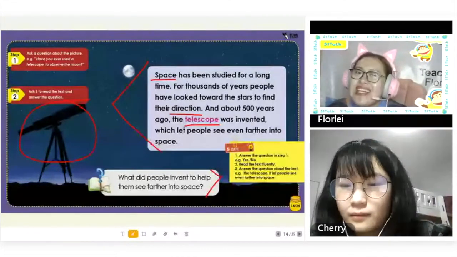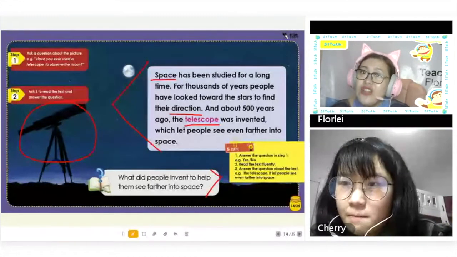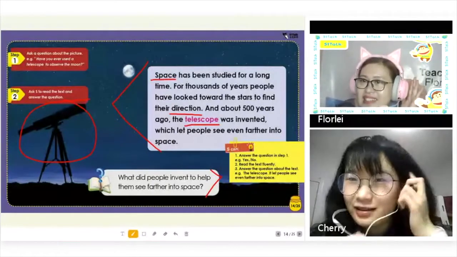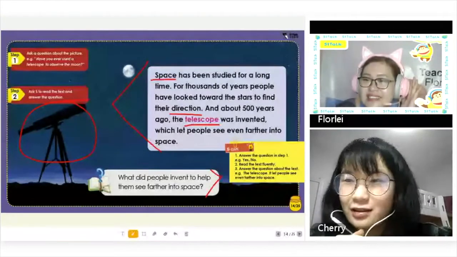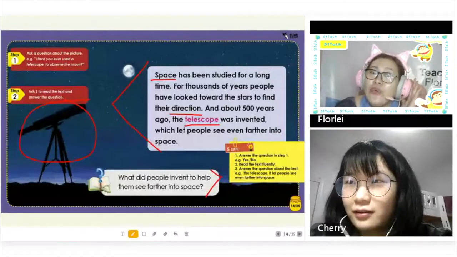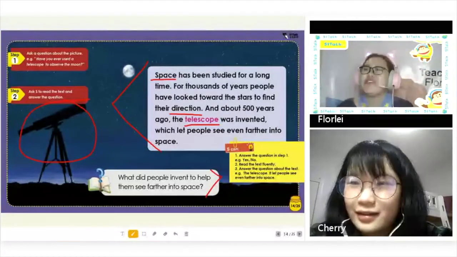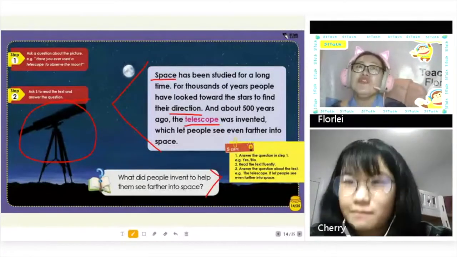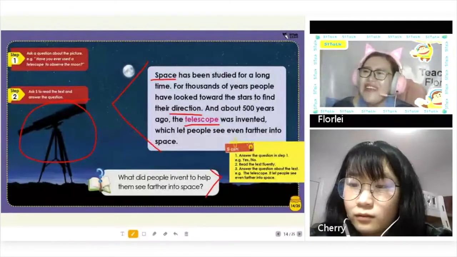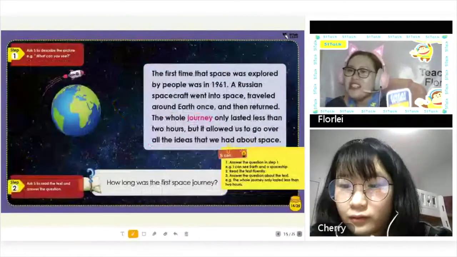Have you ever used a telescope before, Cherry? Have you tried looking through a telescope? Yes, but that telescope can only see a little farther. Okay, you were able to use a telescope, but not a big one that can see through outer space. Me too. I haven't tried the big telescope that they use in space stations. Let's go to the next page. That was great work, Cherry.